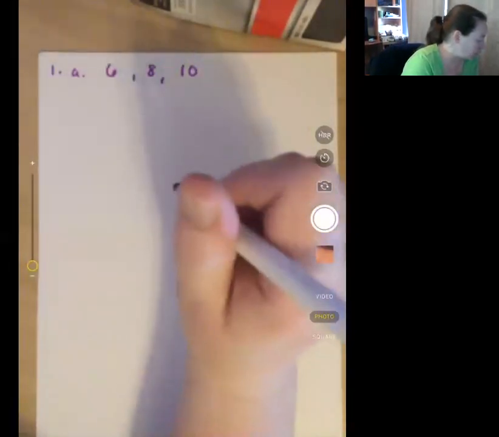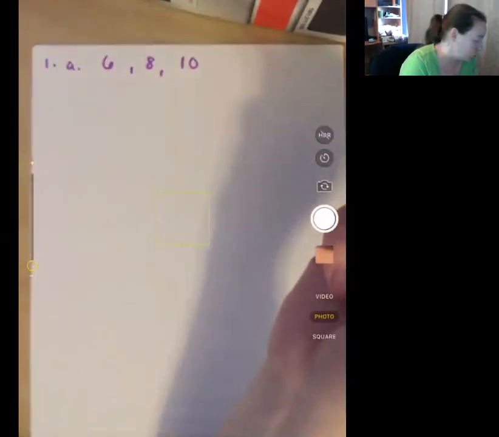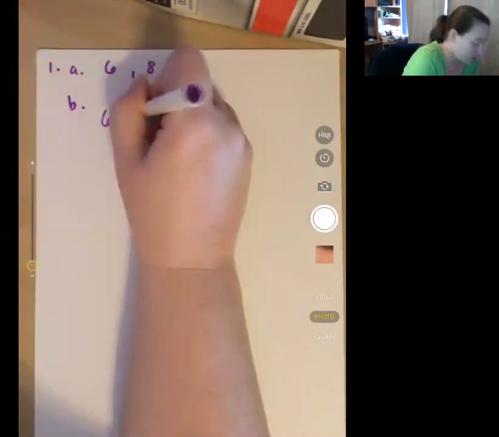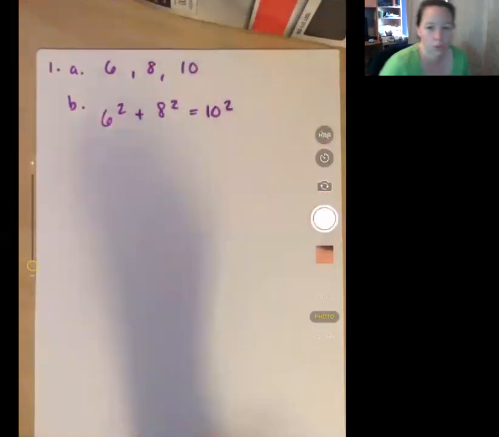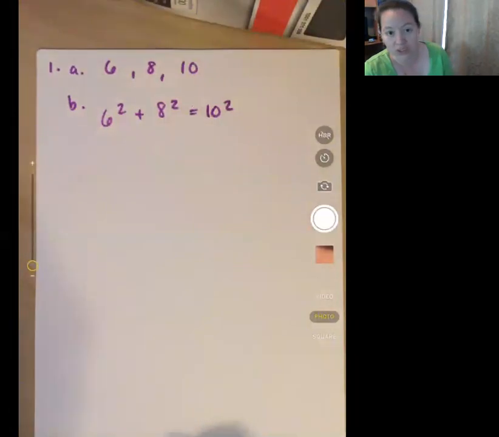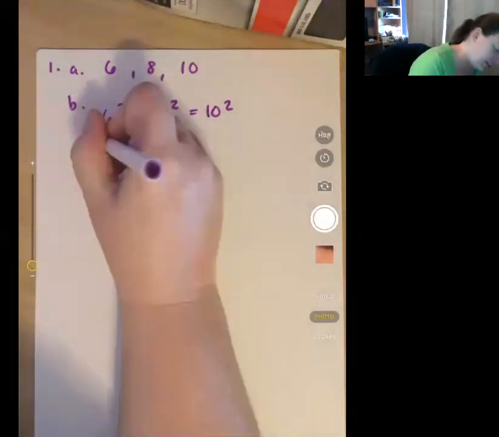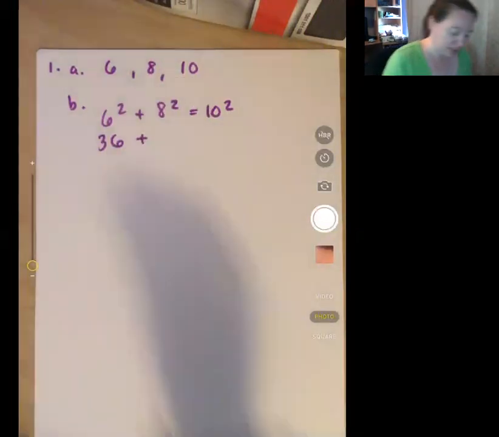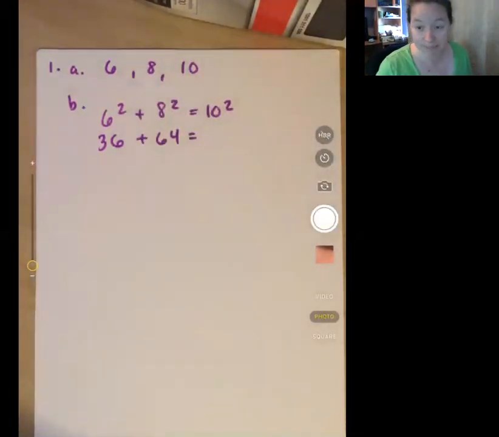B, use the converse of the Pythagorean theorem to determine whether this triangle is in fact a right triangle. So B, we have 6 squared plus 8 squared is equal to 10 squared. That is what goes into the first set of bubbles, the first line across. Then we take the squares of everything. 6 squared, 6 times 6 is 36. Plus 8 squared, 8 times 8 is 64. Is equal to 10 squared, 10 times 10 is 100.